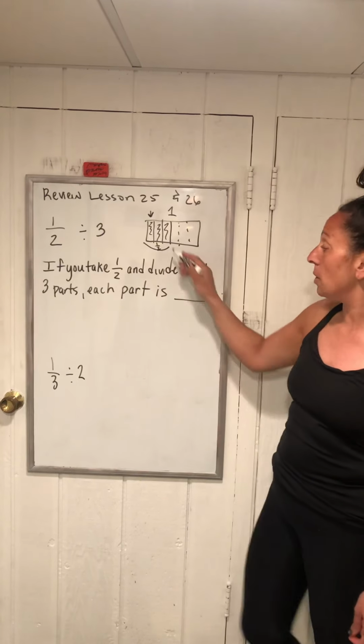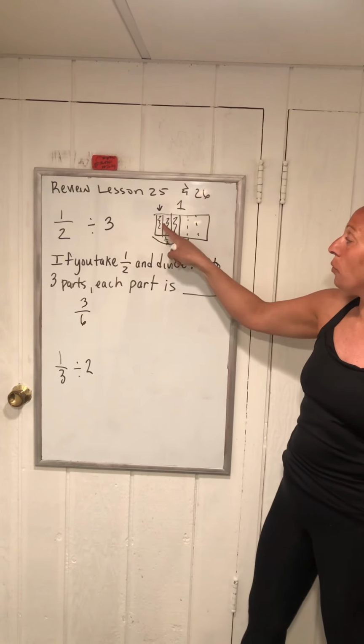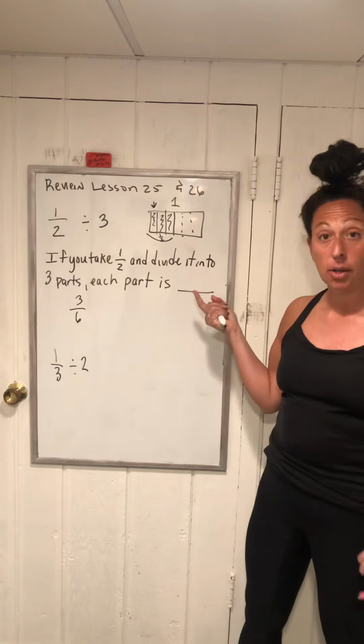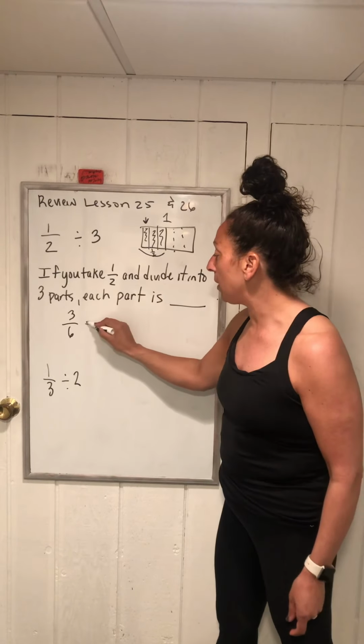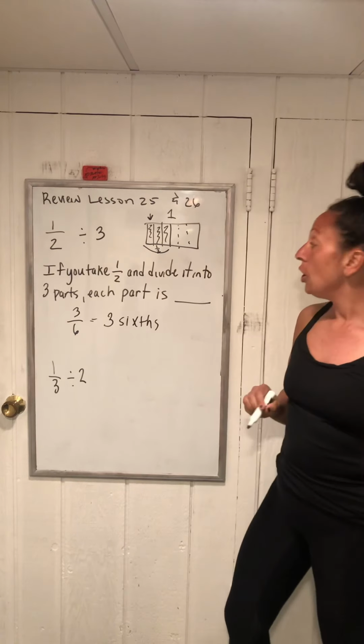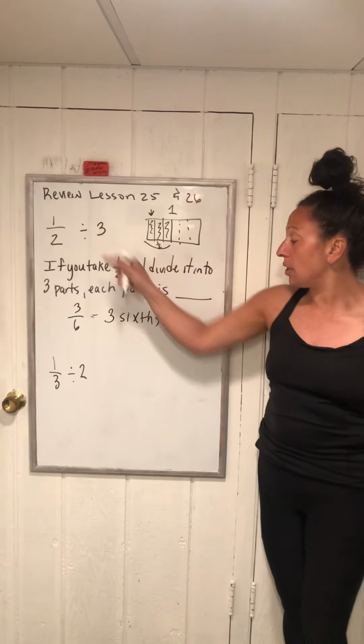Your answer is going to be 3/6. Why? Because you have 1, 2, 3 out of how many, 6 altogether in that whole? So it's 3/6. You could write 3/6 in unit form like this. You're going to take 3/6 because that's what equals a half, and you're going to divide it by 3.